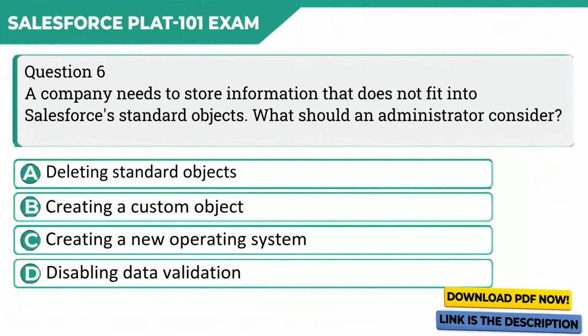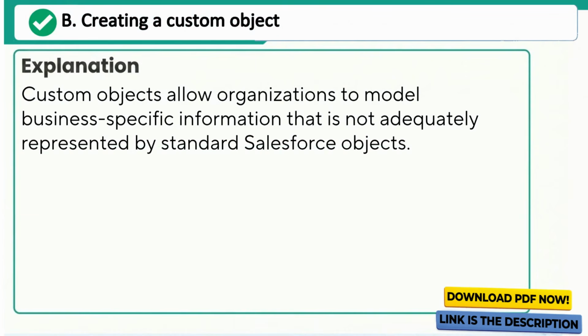Question 6. A company needs to store information that does not fit into Salesforce's standard objects. What should an administrator consider? A. Deleting standard objects. B. Creating a custom object. C. Creating a new operating system. D. Disabling data validation. Correct answer. B. Creating a custom object. Explanation. Custom objects allow organizations to model business-specific information that is not adequately represented by standard Salesforce objects.